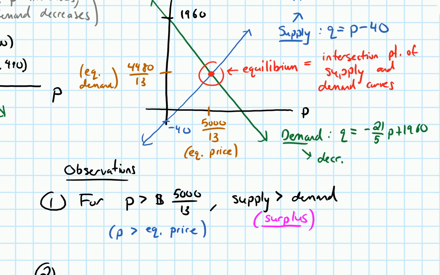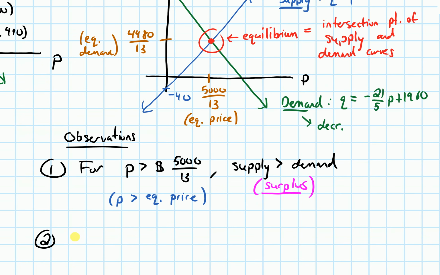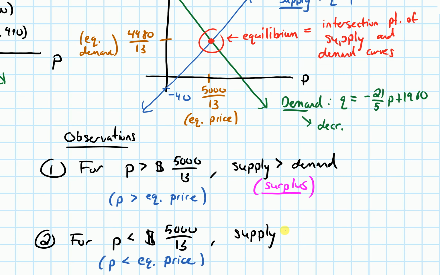On the flip side, for a price that is less than that equilibrium price, so less than 5,000/13, it would be reversed. Then the supply is actually less than the demand, so there is more demand than there is supply. And when that happens, there is a shortage of the item.